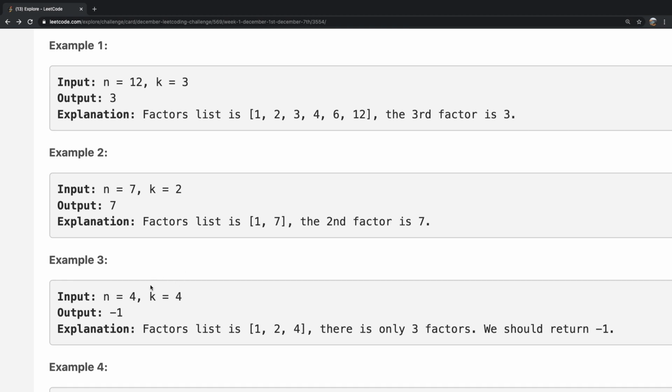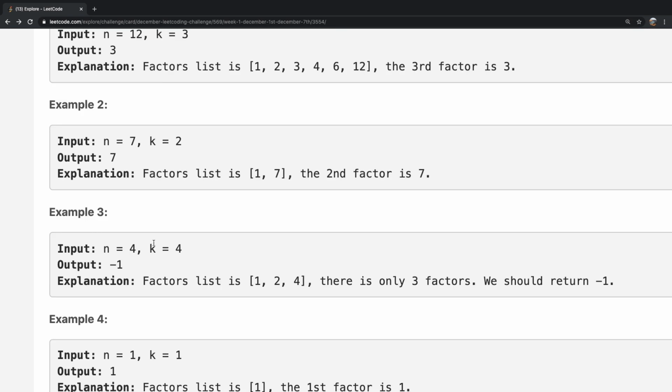And when we don't have an option, for example when n equals 4 and we want the fourth factor, the only factors we have are 1, so 1 times 4, then 2, so 2 times 2, and then 4, which is nothing else but 4 times 1. So we only have 3 possible factors. Since we have less than k values, in that case we're just going to output -1.